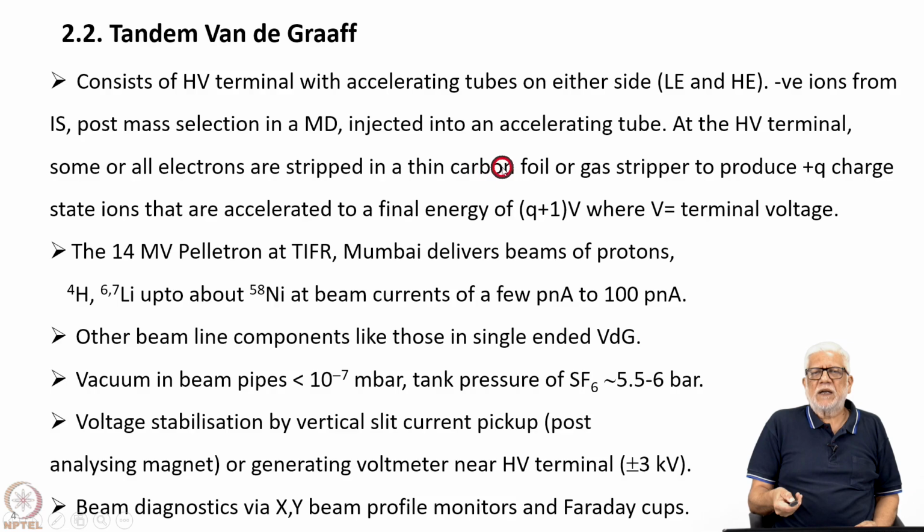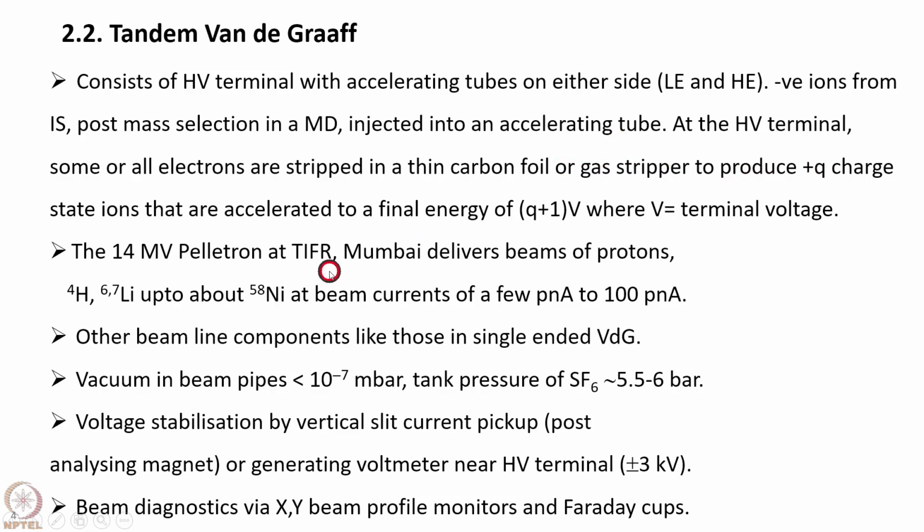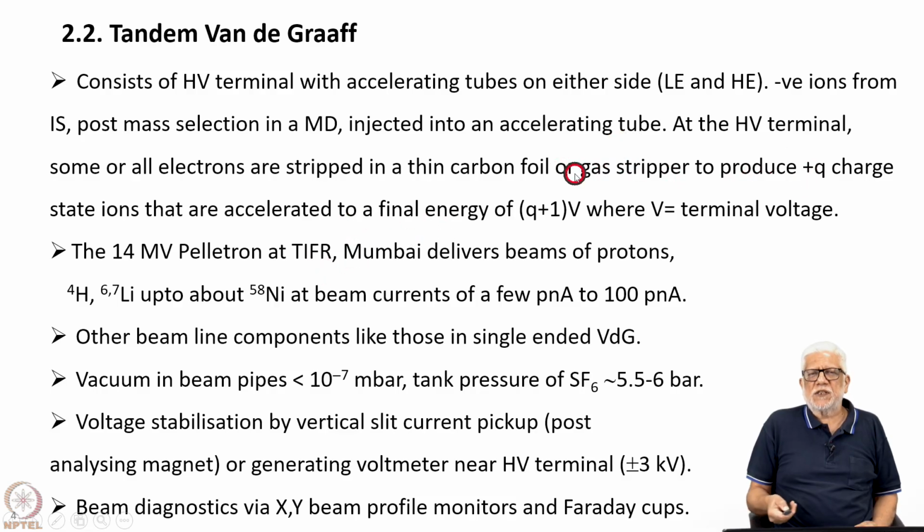path. But this becomes inefficient if you have a very heavy ion like say heavier than silicon, sulfur, titanium, or nickel. And so in those cases, you actually use a gas stripper, because with a gas stripper, there's no problem of a foil breaking. And then you produce a plus Q charge state, which is then accelerated to a total energy of Q plus 1 times the terminal voltage.